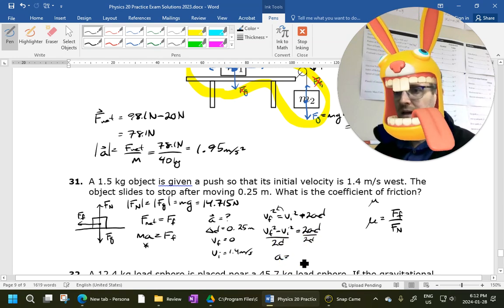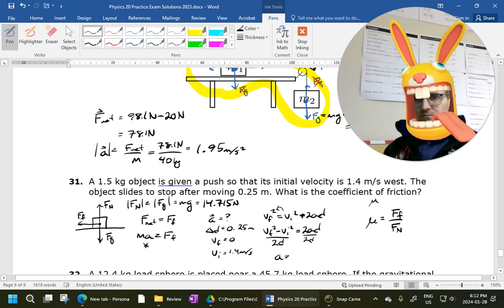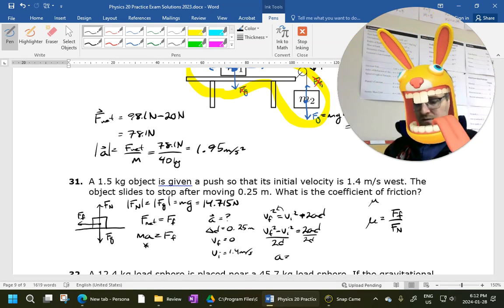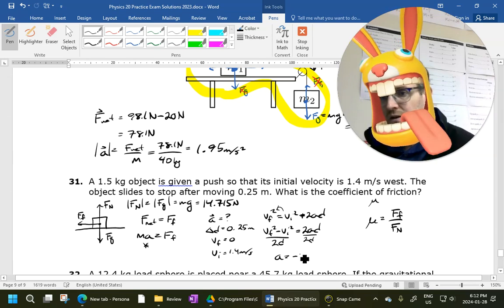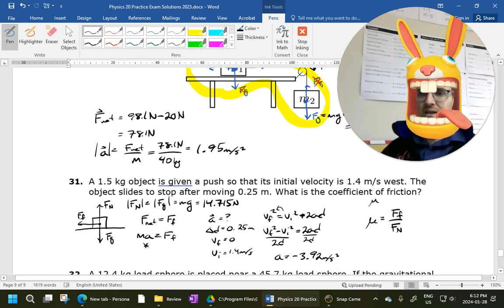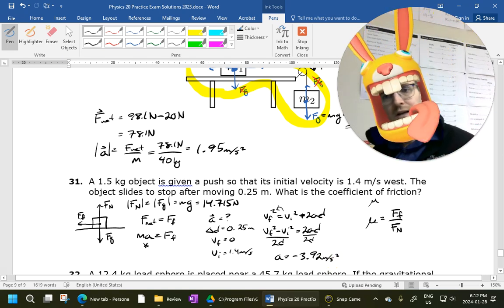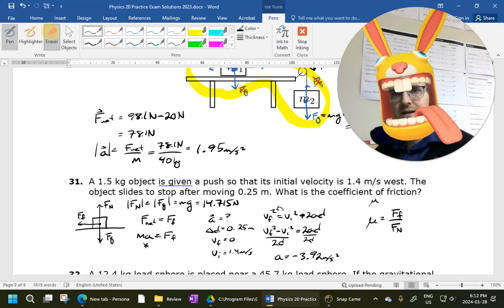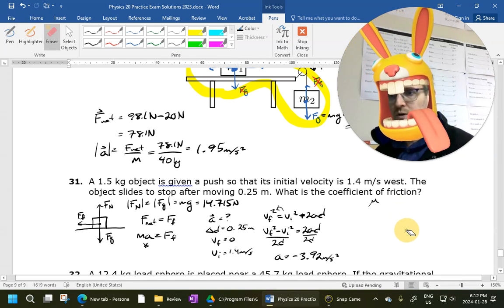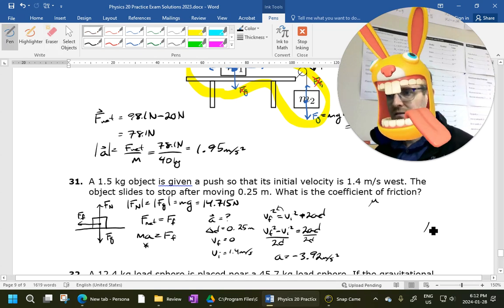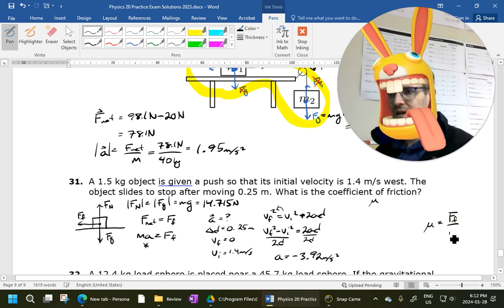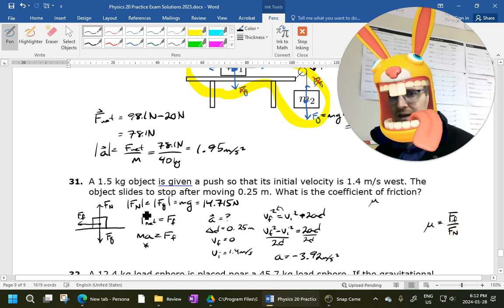And we're going to get a is equal to Vf squared, so 0 minus 1.4 squared, divided by 2 times 0.25. So we get a negative 3.92 meters per second squared. Now the reason it's negative is because it's slowing down. I'm not too concerned about that, because all these formulas involve just a bunch of absolute values.